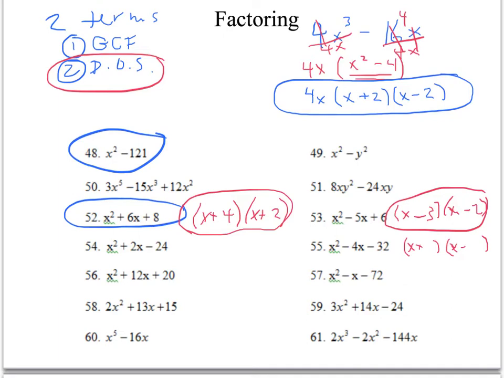But you have to be careful. Is it going to go x plus 8, x minus 4, or is it going to go x plus 4, x minus 8? We look at the middle term, negative 4. So the bigger number has to be negative, the 8. So x plus 4, x minus 8 is our answer.